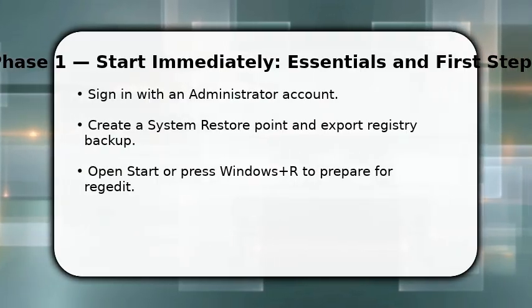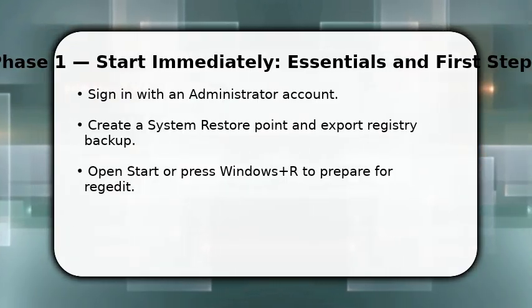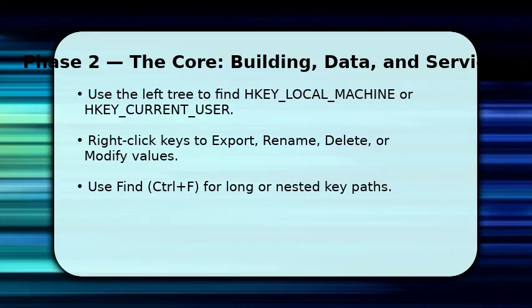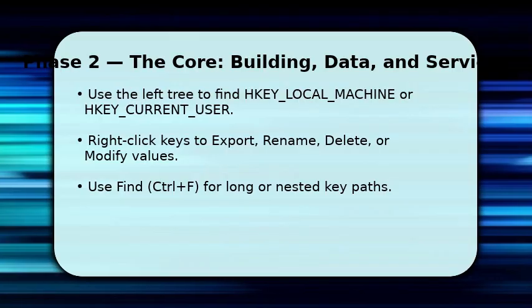Make sure you understand which hive you need, because navigating to the wrong key can affect system behavior. Once regedit is open, expand the left pane to reach HKEY_LOCAL_MACHINE or HKEY_CURRENT_USER, depending on system versus user changes. You can right-click any key to export it. Always export before editing, and then choose Modify for values. If the path is long, press Ctrl plus F and paste the key name to locate it quickly.